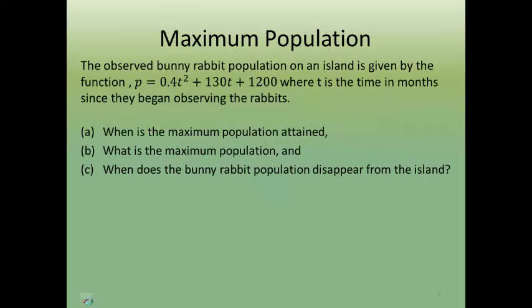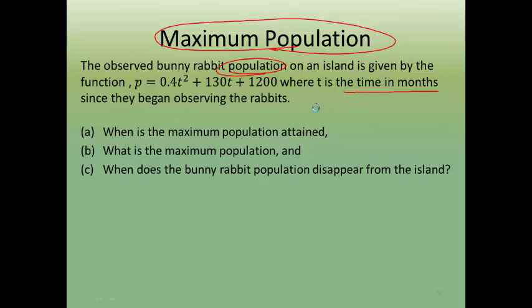All right, now we got another one. We've got a maximum population. So similar, we're looking for maximum. The observed bunny rabbit population on an island, I don't know why, is given by the function p equals negative 0.4t squared plus 130t plus 1200, where t is the time in months since they began observing the rabbits. So the population is p. So we have time in months, comma, population. So my x value is my time in months, and the population is the number of bunnies.